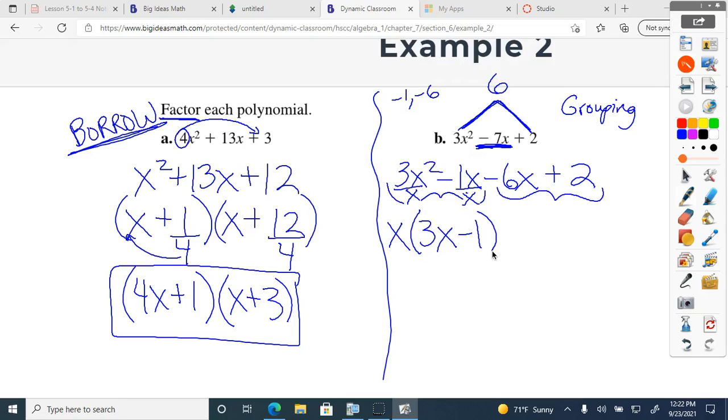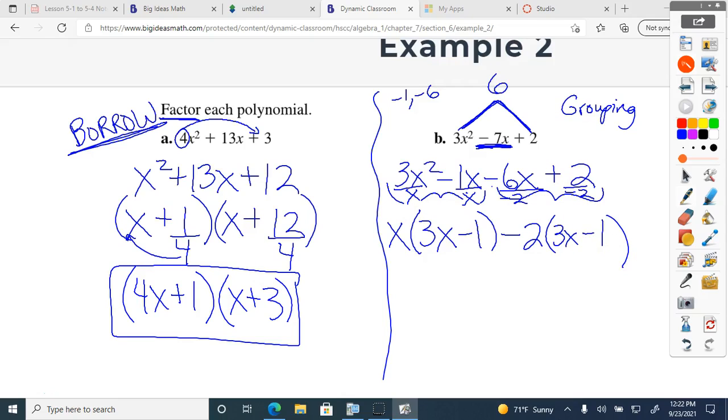3x squared divided by x is just 3x, and -x divided by x is -1. All right. -6x and 2. What do they have in common? Got one thing. 2. Okay? And since this one's negative, I'm actually going to bring out a negative 2. And I'm going to divide by negative 2 and divide by negative 2. I'm going to get 3x minus 1.